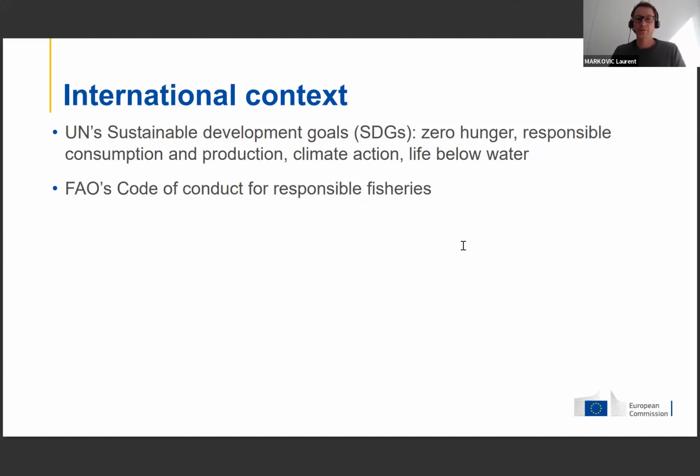Okay, so what's the international context? This is my point of view, and it might be incomplete, especially this one slide. As far as I can see, regarding the international context, we have the UN Sustainable Development Goals, which are relevant to aquaculture: zero hunger, SDG 2, I think; responsible consumption and production, and climate action, and life below water, SDG 12, if I'm not mistaken. You also have the FAO's Code of Conduct for Responsible Fisheries, and there might be further work directly towards aquaculture, but I must confess I'm not fully aware of that.